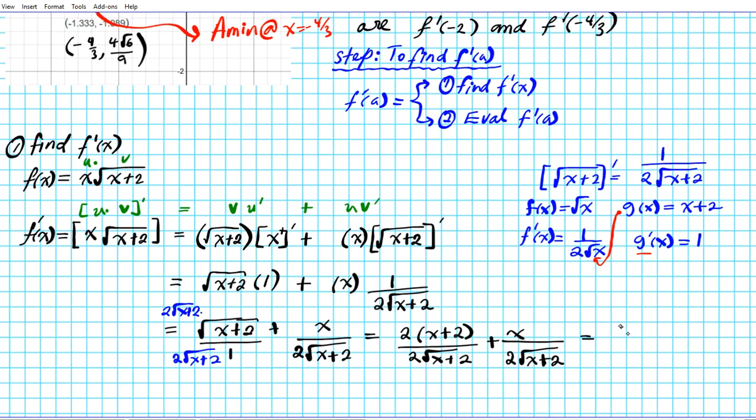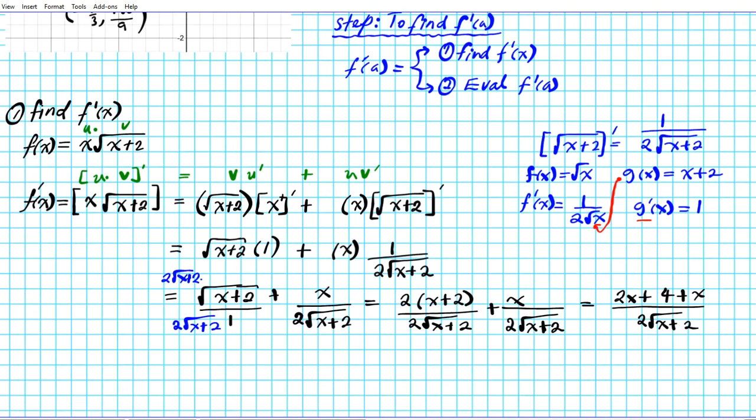Distribute the 2, you have 2x plus 2 times 2, 4, plus x, all over 2 root x plus 2. Alrighty, so the derivative in its simplified state, f prime of x, is 3x plus 4 divided by 2 root x plus 2. Alright, so we're done executing step 1. Let's move on to step 2.